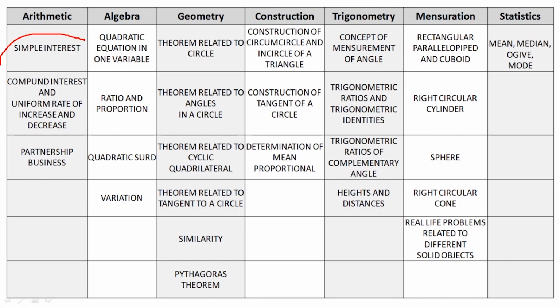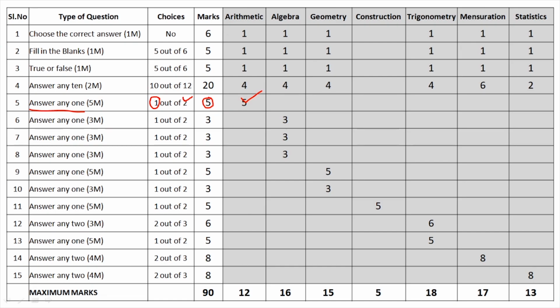One of the questions will be from simple interest, compound interest, and uniform rate of increase and decrease. So one question will be from these 2 chapters. Okay, and the next question will be from partnership and business. So one question from these 2 chapters and one question from partnership and business. So there will be 2 questions here, and you have to do one, and that will be a 5 mark.